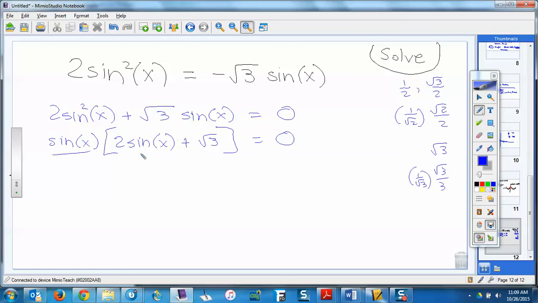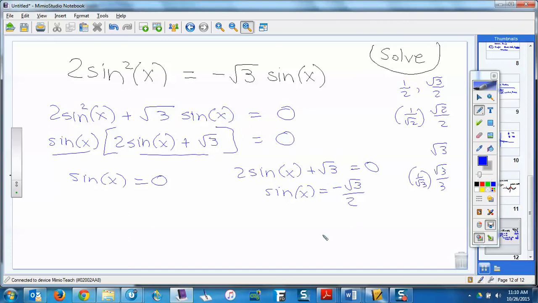Now, we can set each one of those equal to 0. So now, either sine of x equals 0, which is the solution we would have lost if we would have divided by sine, and then set this equal to 0. Well, there's nothing to do on this one, so I'll come back to it. Here we would subtract root 3, then divide by 2, right? So now we need to solve each of those.